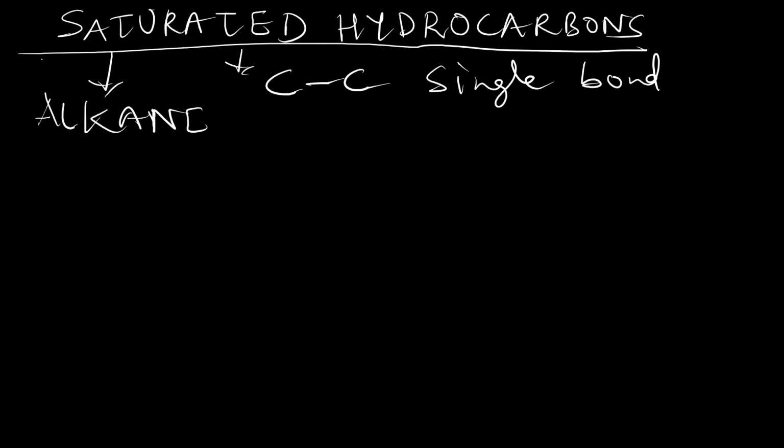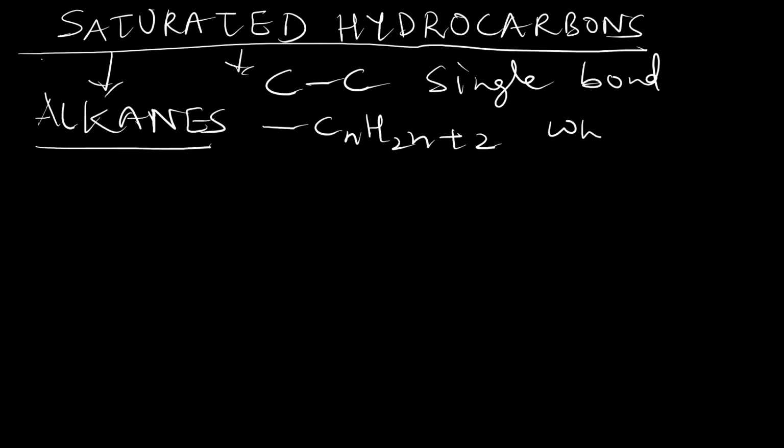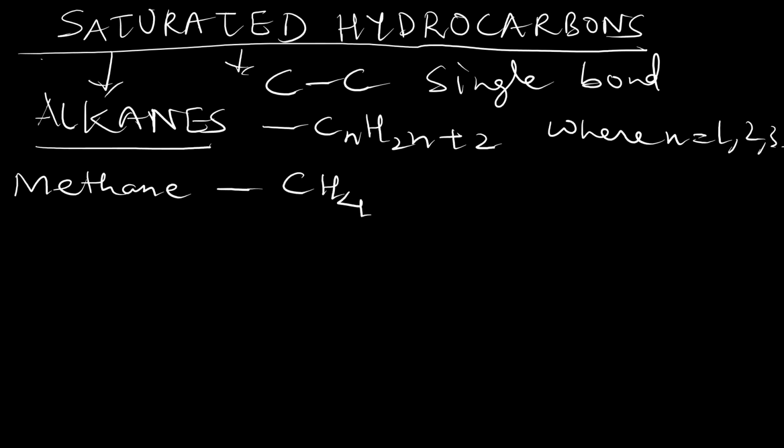Alkanes are an example of saturated hydrocarbons whose general formula is CnH2n+2, where n is the number of carbon atoms: 1, 2, 3 and so on. So the first, the simplest alkane is methane, where the molecular formula is CH4. Because it's an alkane, the suffix is -ane, and it contains one carbon atom, that's why methane. If it is two carbon atoms, it is ethane.